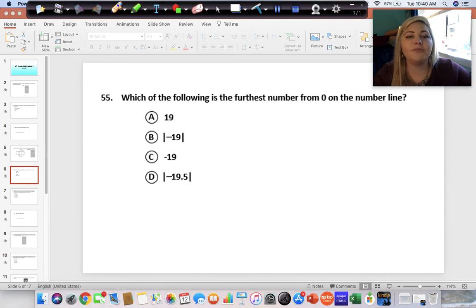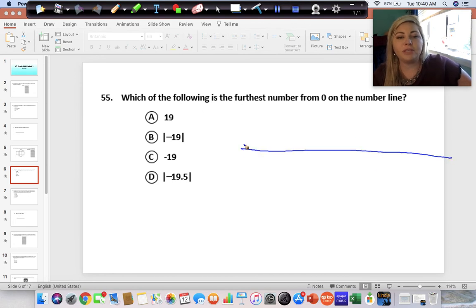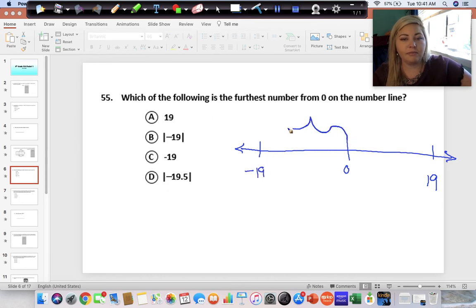Which of the following is furthest from 0 on the number line? Remember, absolute value just means how far is that number from 0. So if we have 19, that's 19 spaces from 0. If we have negative 19, but it's absolute value, that's still 19 spaces from 0. So this is 19. That's the absolute value of negative 19.